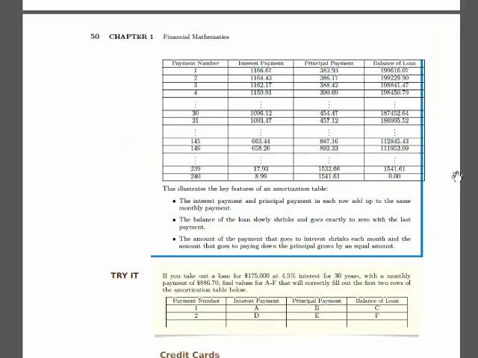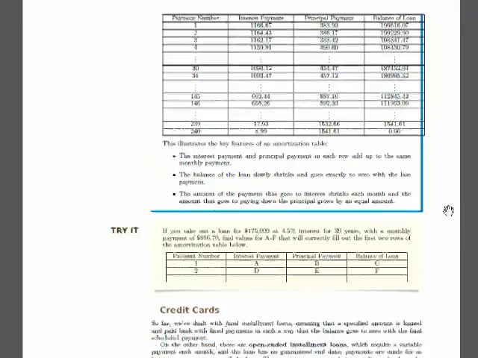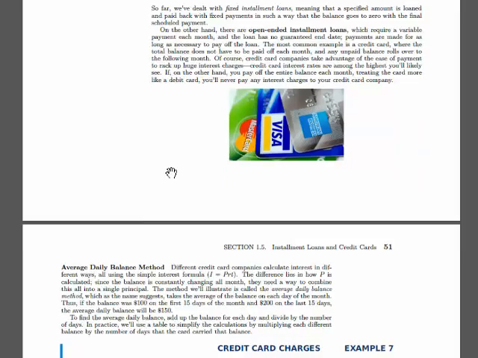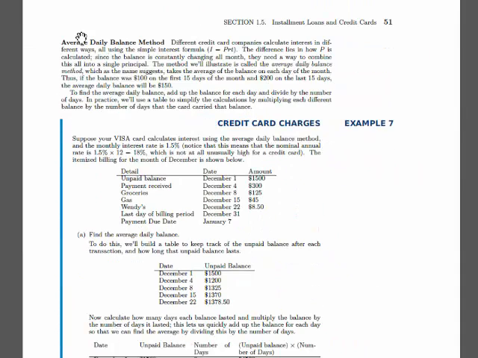So that's installment loans, that's mortgages in general. And the other thing in this section that we'll cover is credit cards. And credit cards are what we call open-ended installment loans. And basically we have to somehow calculate a single number for the balance that we can use. And the way that we illustrate here is called the average daily balance method.